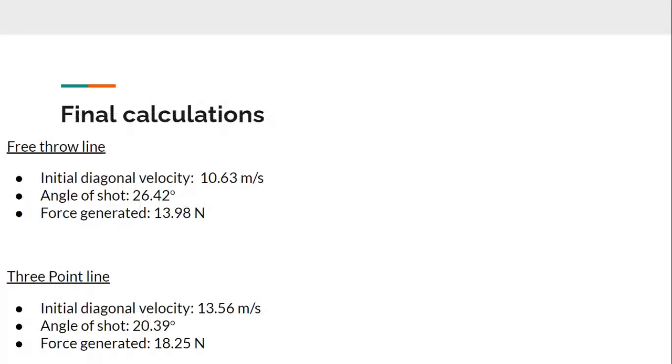With the results calculated, there is a clear trend of increasing force as distance increases.